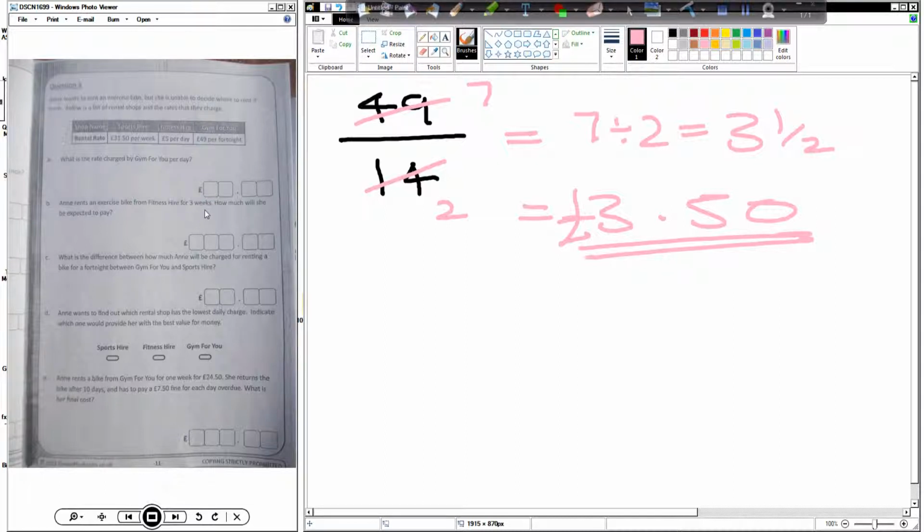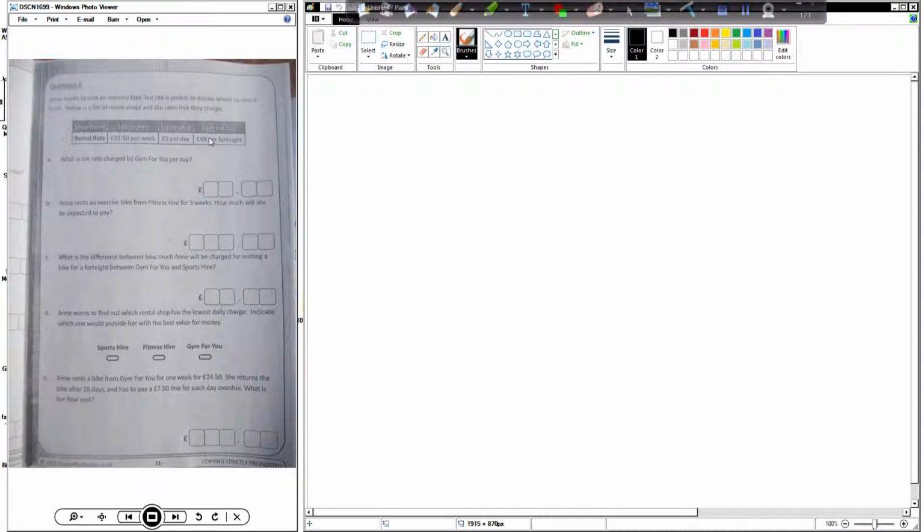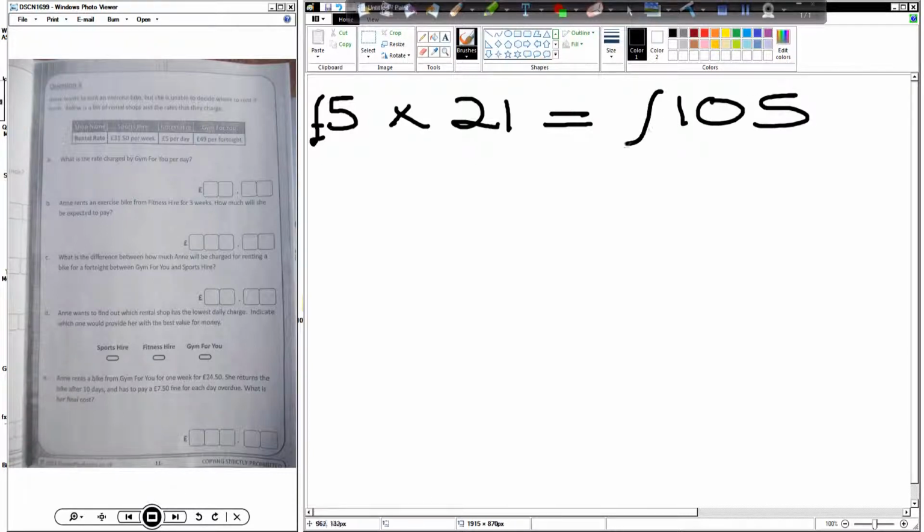Question B. Anne rents an exercise bike from Fitness Hire for 3 weeks. How much will she be expected to pay? Okay, Fitness Hire. Where's Fitness Hire? £5 per day. So she hires it for 3 weeks. So she's paying £5 a day. How many days are there in 3 weeks? 21. So she got 5 times by 21, and the answer is? So her bill is £105. And that's the answer for part B.